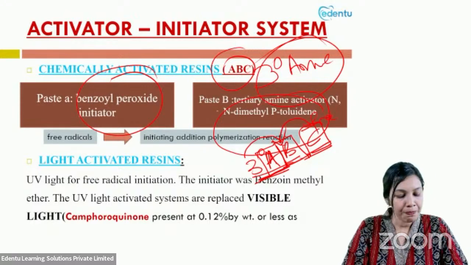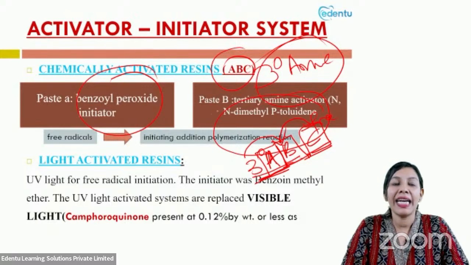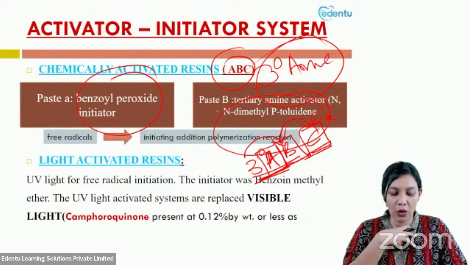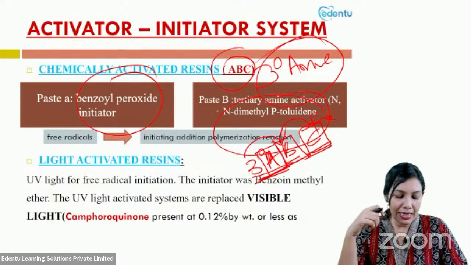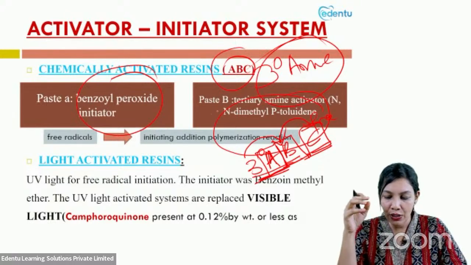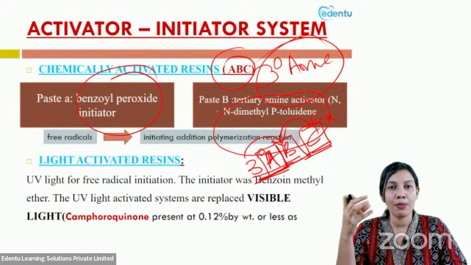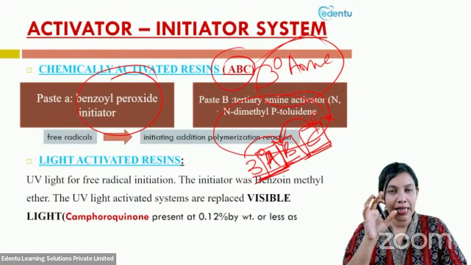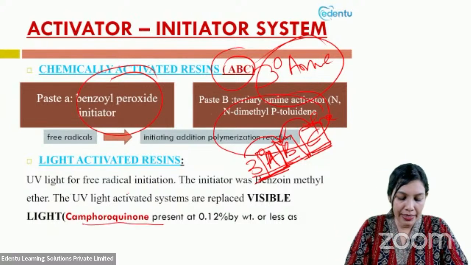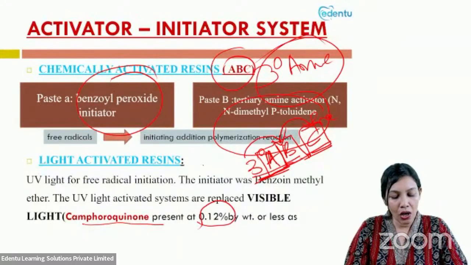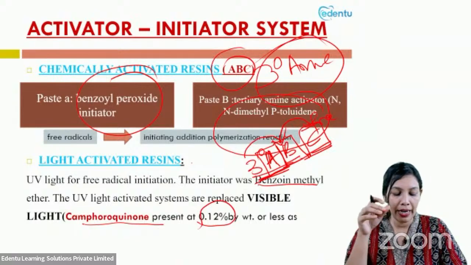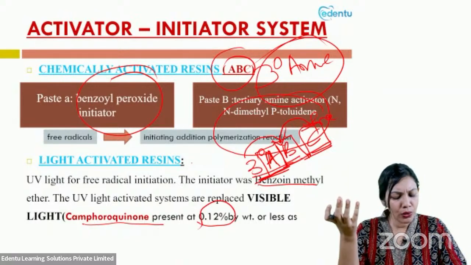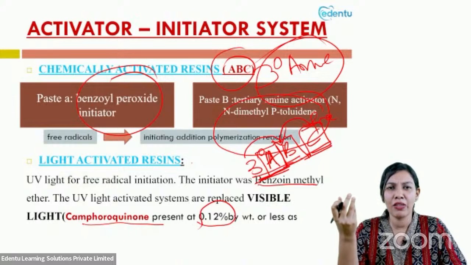Hope you understood. Next is the light activated resin, which is what we commonly do. There is camphoraquinone, and light is responsible for the activation. Camphoraquinone is present at 0.1 percent. The initiator is again benzoin methyl ether. Early on, UV lights were used. Nowadays it is replaced by visible light because UV light has a lot of problems like retinal damage.